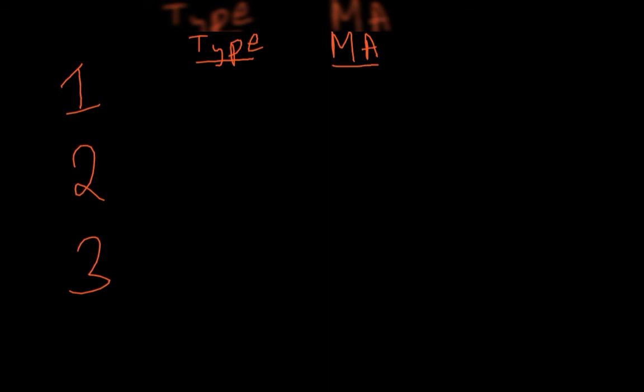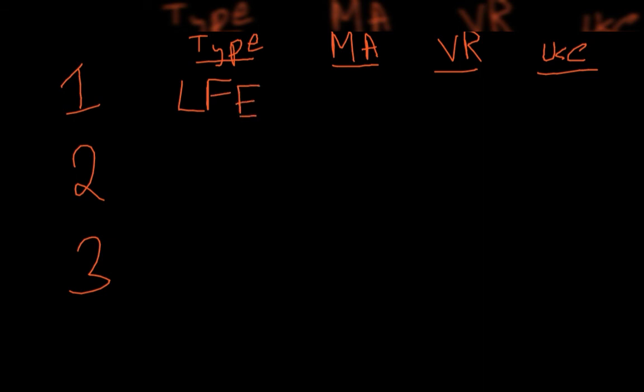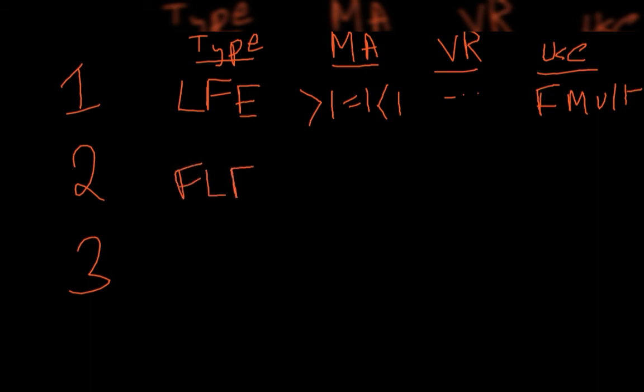So first, levers are what? I'll write it here: type, MA, VR, and use. Type is what? L, F, E: load, fulcrum, effort. MA can be greater than 1, equal to 1, or less than 1. Same for the VR. Use is then what? Force multiplier. Now here, the load is inside: fulcrum, load, effort.